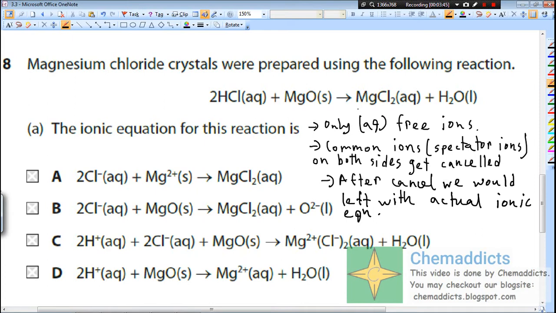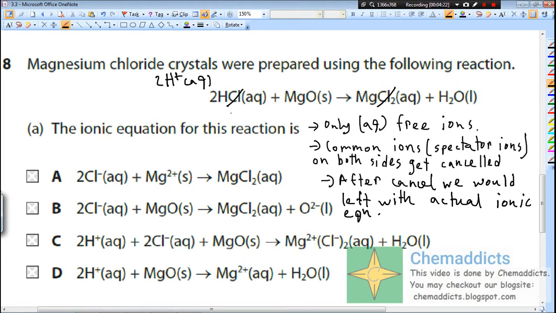So now let us look out for spectator ions. Since this is in aqueous solution, this will have free chloride ions, and in here we also have free chloride ions, so this would definitely get cancelled out. Here we would be left with H plus and Mg2 plus, the actual ions over here. So now let us rewrite. The equation should be like this: 2H plus aqueous.